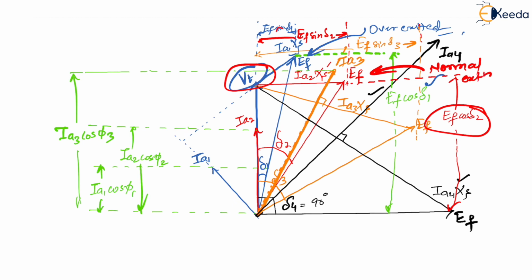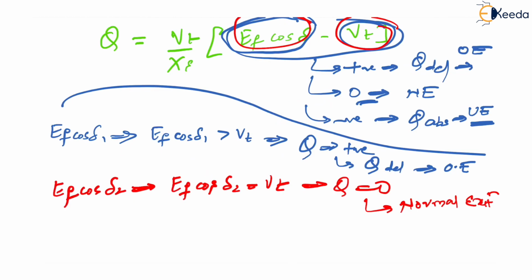Now let us think of orange. What is happening for orange? For orange, this length is going to be EF cos of delta 3. EF cos delta is going to be this way. If you compare, Vt is more, EF cos of delta 3 is less. So can I write EF cos of delta 3 is less than Vt?